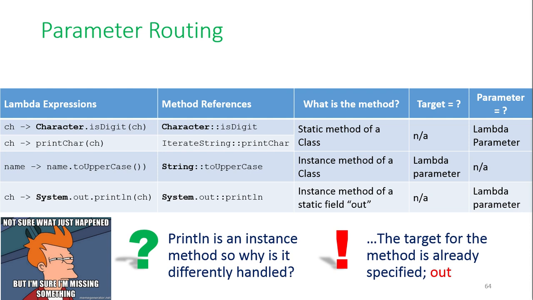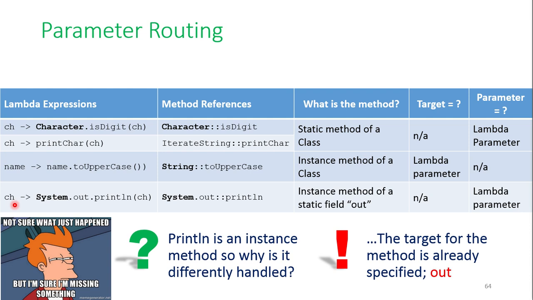So this is new. We can actually use method reference syntax to specify I want to refer to the println method as called on the System.out object. So at this point, the ch parameter of your lambda is not going to be used to call the println method on it.